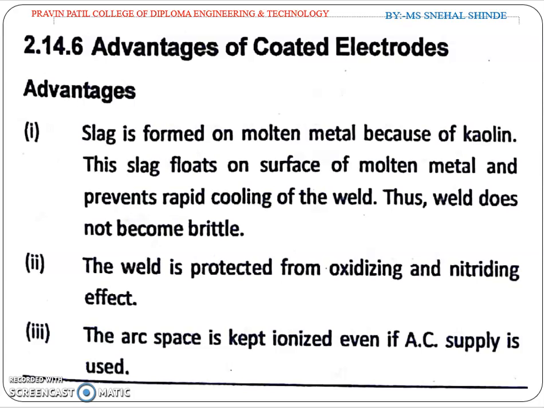Advantages of the coated electrodes. Slag is formed on molten metal because of kaolin. This slag floats on the surface of molten metal and prevents rapid cooling of the weld. Thus, the weld does not become brittle. The weld is protected from oxidizing and nitriding effect. The arc space is kept ionized even if AC supply is used.